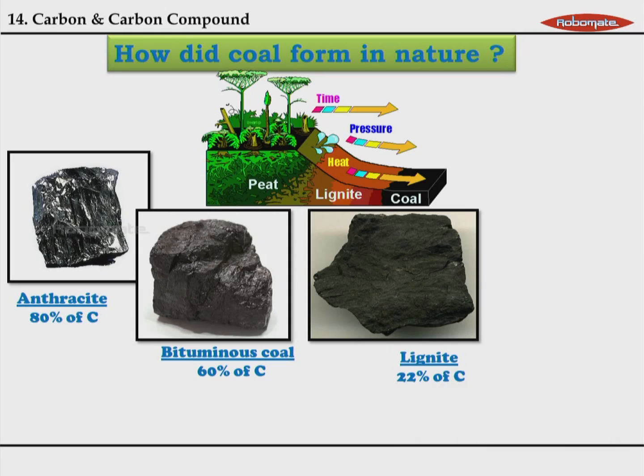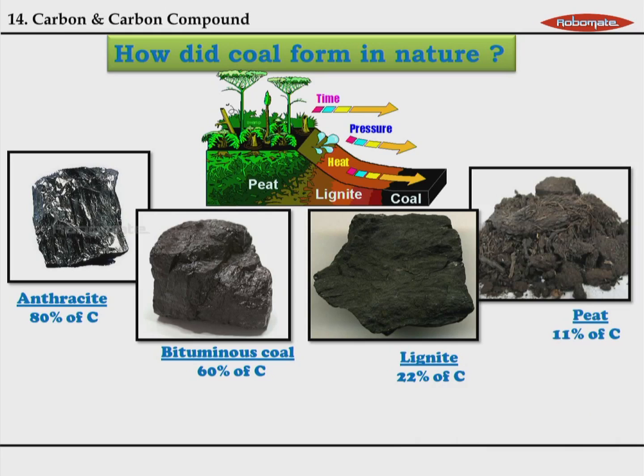Now I was talking about a tree getting converted into coal. In this next picture, you can see minute roots or vegetation getting converted into coal, turning black in color. This peat is the first form, which has only 11% of carbon. This peat is converted into lignite and this lignite is finally converted into coal.